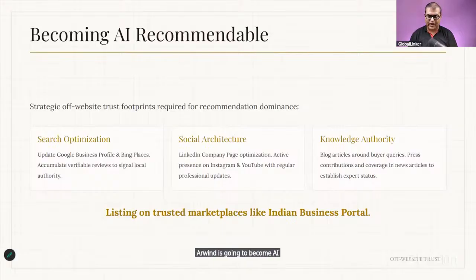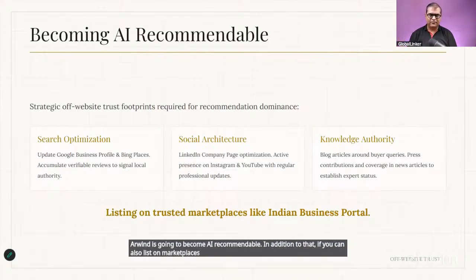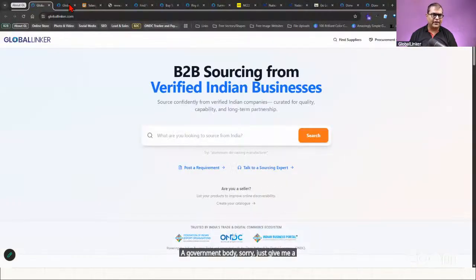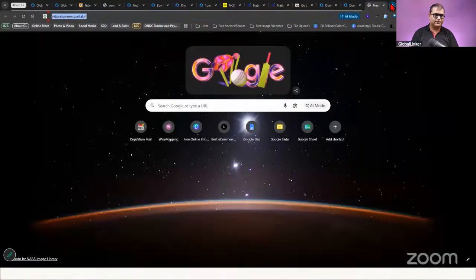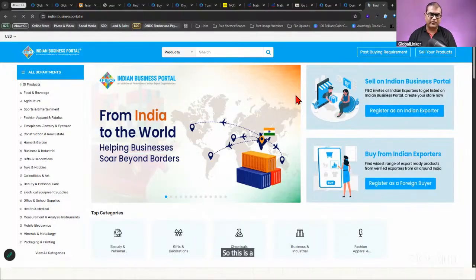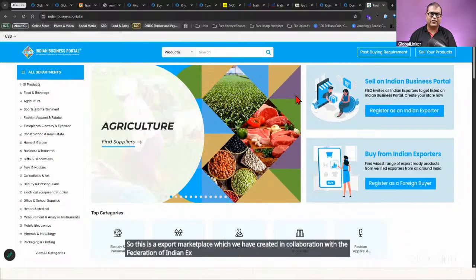Now, in addition to that, you can also list on marketplaces. For example, we operate a marketplace called Indian Business Portal, which is in collaboration with a government body. Sorry, just give me a quick second. I will have it here. So this is an export marketplace which we have created in collaboration with the Federation of Indian Export Organization, also popularly known as FIEO, which is an apex export promotion body of the government of India.